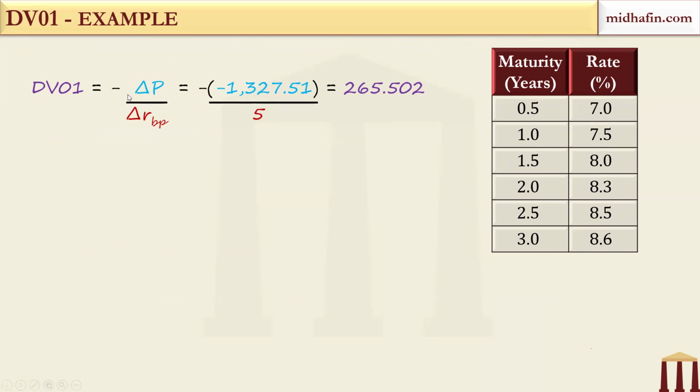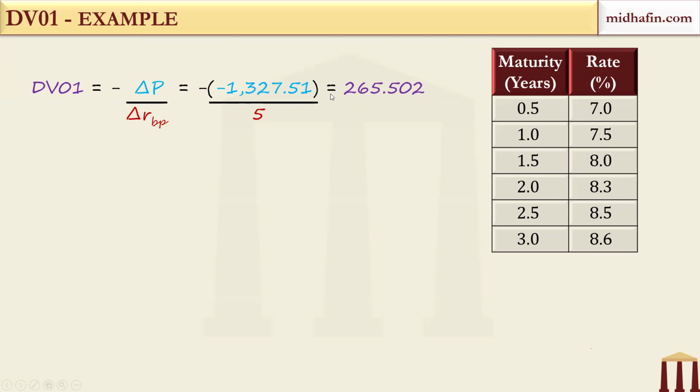Next, I'll find the DV01. I'll apply the formula, minus of delta P by delta R. So minus of minus 1,327.51 by 5. It turns out to be 265.502. So how do we interpret it? This is the DV01 when the interest rates increase. I would interpret it as the change in the price of the bond if the interest rates increase by 5 basis points. If the interest rate increases by 5 basis points, this is the change in the price of the bond, and precisely a decrease in the price of the bond.